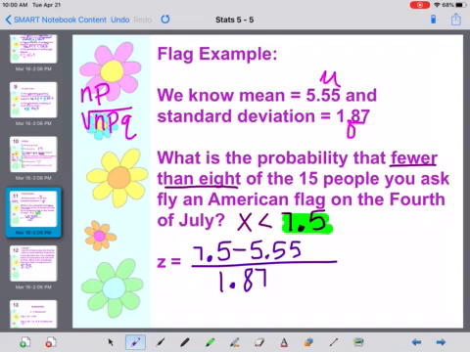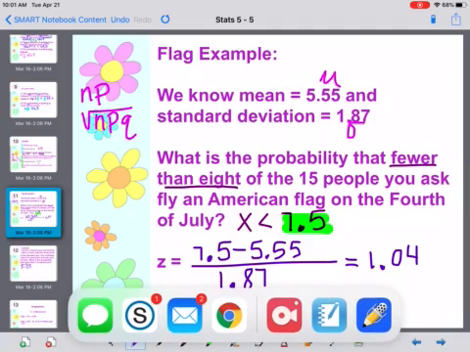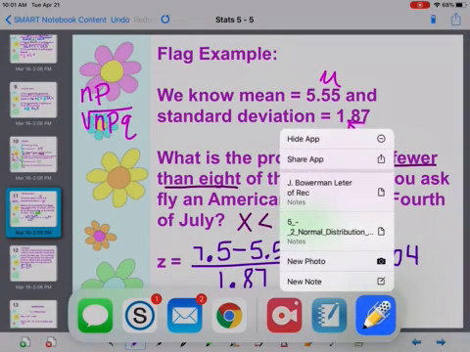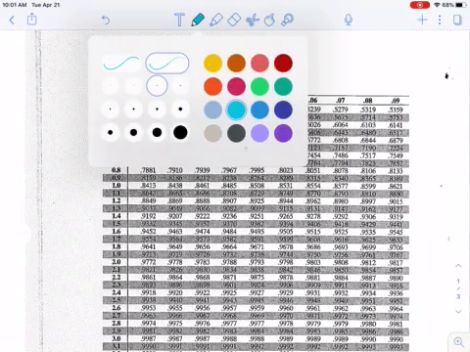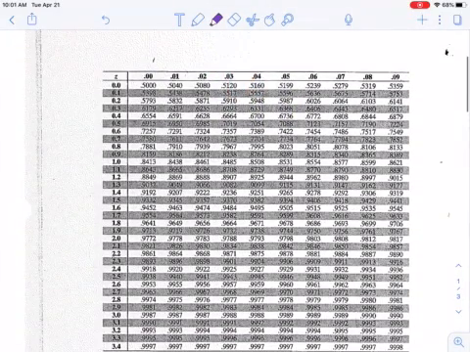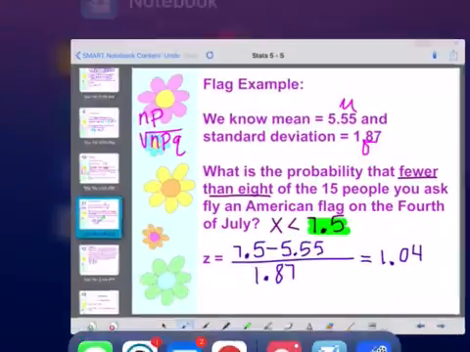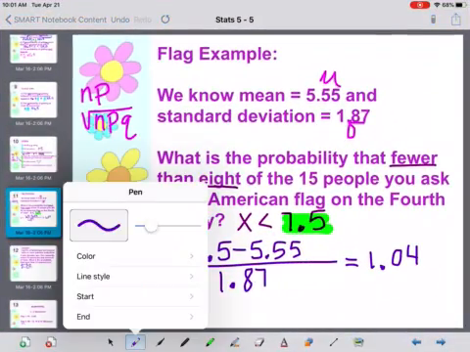So 7.5 minus 5.55 divided by 1.87 gives you a z-score of 1.04. We should know by now that once you have a z-score, you find it on your chart. So 1.04: 1.0 on the positive side of your chart along the left and a 4 across the top leaves you at 0.8508.